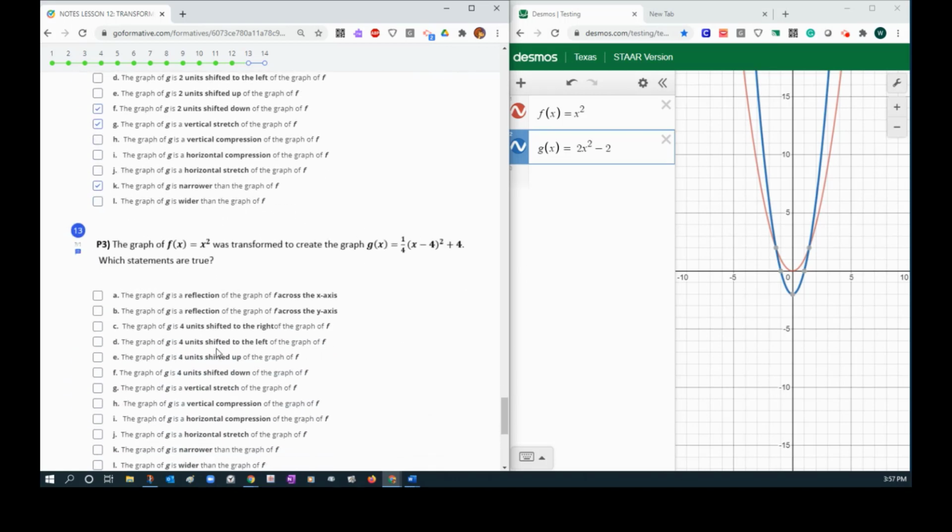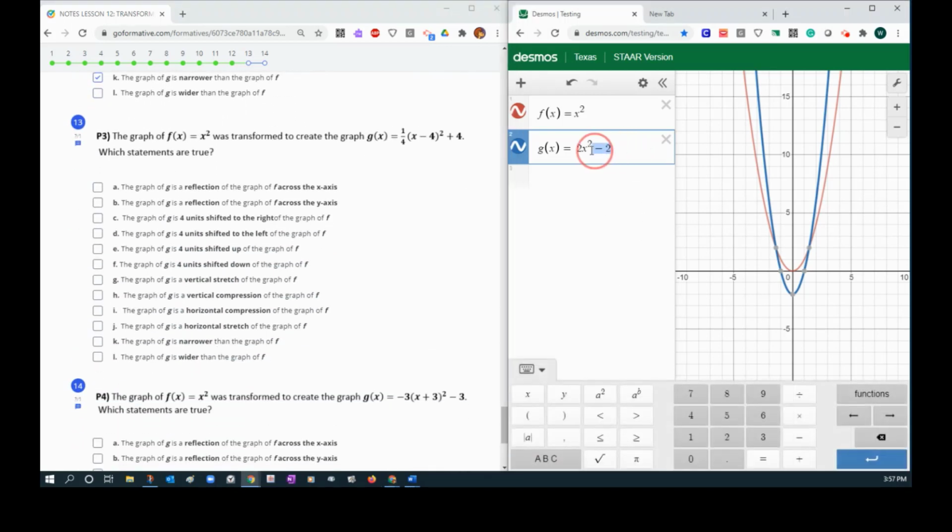All right, let's go to problem number 13. Okay, please use the calculator. It can be your great help to help understand these types of problems and get the right answer. So let's go ahead and do that. Plus 4. Please double check that you write it correctly. So right there, I started with my parent function and I got into this one.